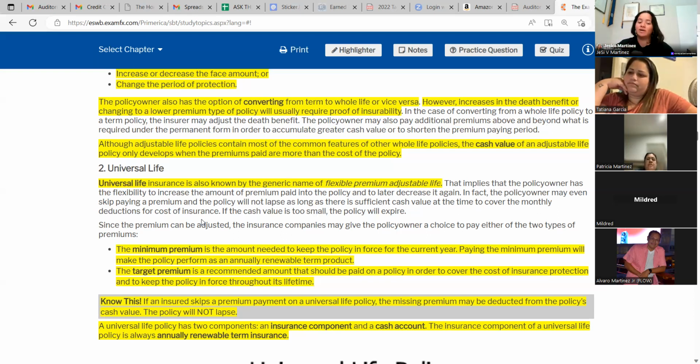The target premium is the recommended amount that should be paid on a policy in order to cover the cost of the insurance protection and to keep the policy in force throughout its lifetime. So that will give you enough to cover the insurance, make sure there's always money there, make sure you have your savings account, like you're covered for anything. So things to know about these two policies: if an insurer skips a premium payment on a universal life policy, the missing premium may be deducted from the policy's cash value. So the policy will not lapse.